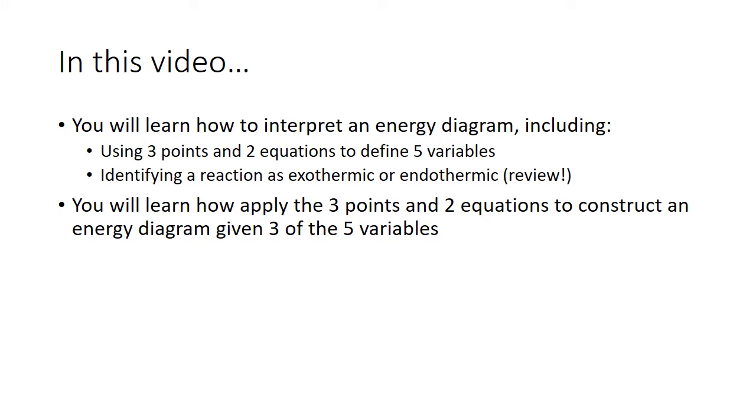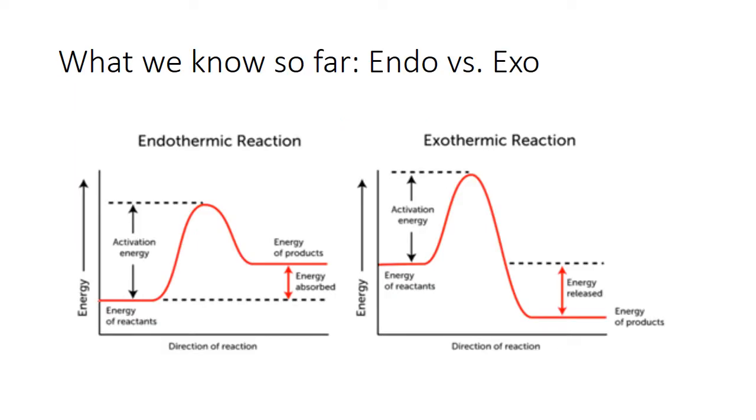So using the 3 points and 2 equations to help define the 5 variables and identifying a reaction as exothermic or endothermic, which is review. And then how to apply the 3 points and 2 equations to construct an energy diagram if you are given 3 of the 5 variables.